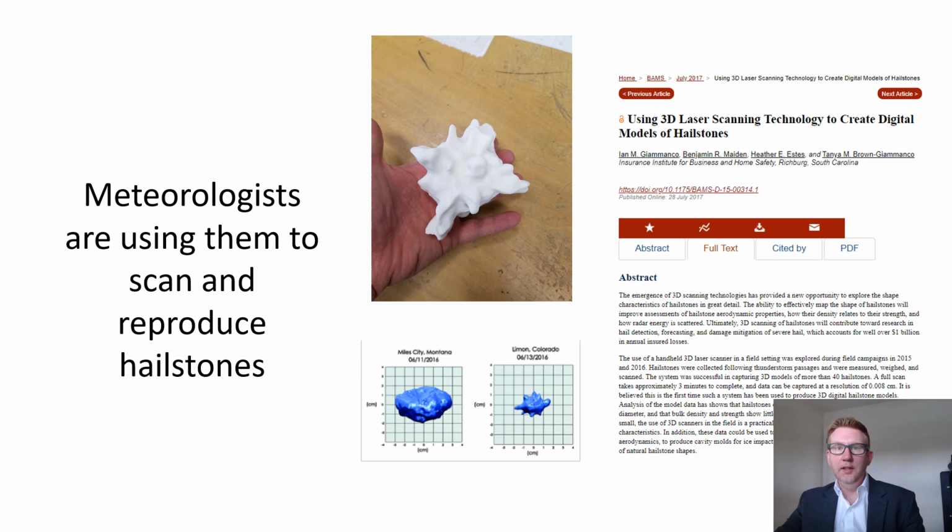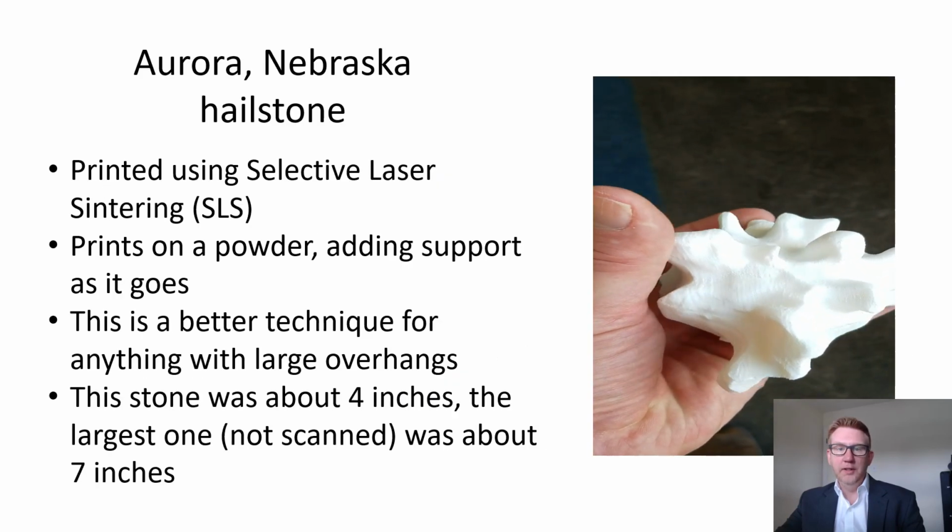Meteorologists are using this kind of technology for some specific purposes. So this is an interesting application where a group of researchers used a 3D handheld scanner on a mobile field unit and basically went out on some of the big hailstorm events and recorded some of these objects. And that gets these things out to people in a way that we just couldn't have done before. So really interesting examples. I actually printed these out myself.